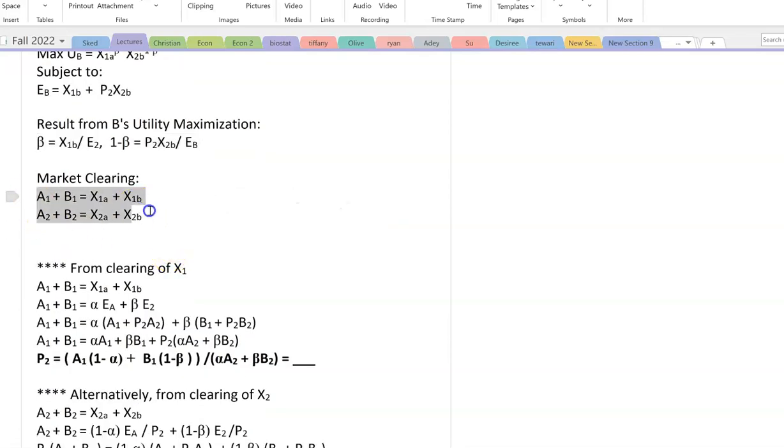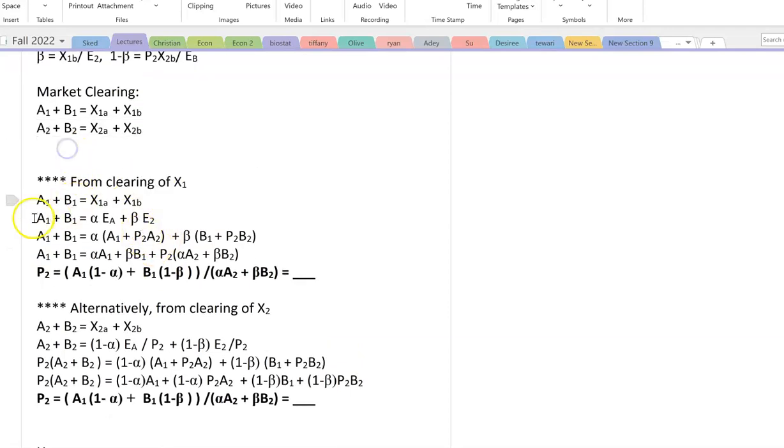Now we're going to impose market clearing. Market clearing on good 1 means that the total endowment must be equal to the total expenditure, for both goods 1 and 2. So there should be market clearing for good 1 and market clearing for good 2. If you impose this market clearing condition, you will be able to find P2.